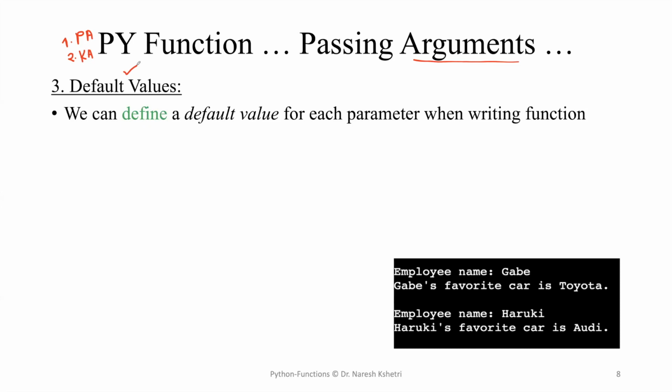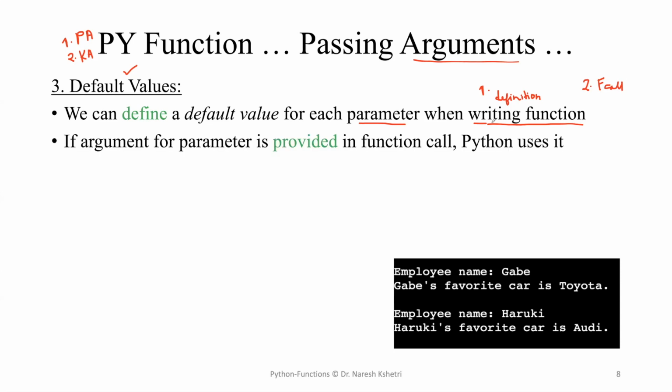So default values, as said, are defined for each parameter when writing the function. Writing the function means while defining the function. As you remember, the two parts of the function are the first one, the function definition, and the second one, the function call. We normally say function calling. So right now we are dealing with the default values in the function definition part.